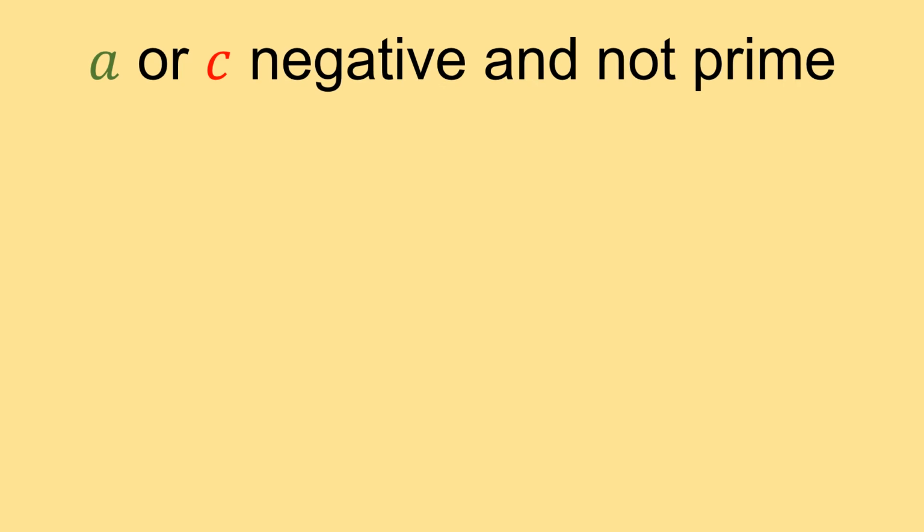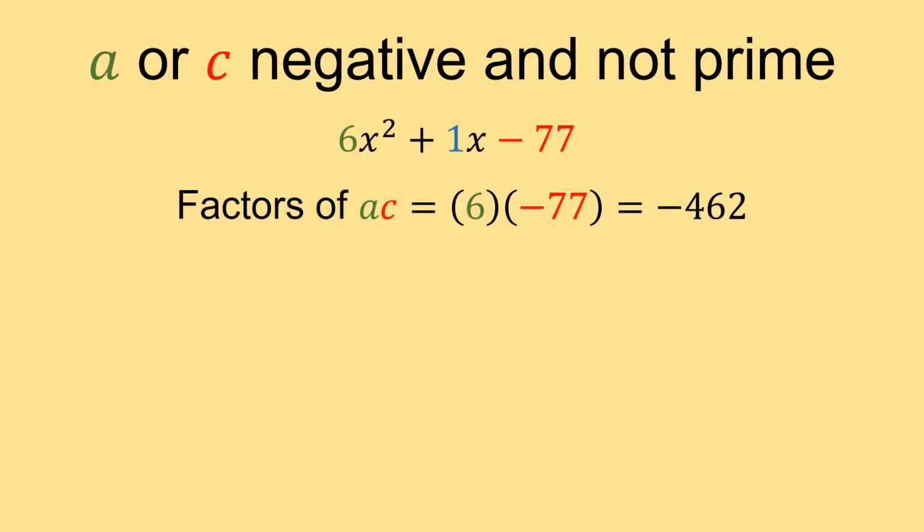A medium level difficulty problem would be when a or c are negative and they're not prime. So let's consider the problem 6x squared plus 1x minus 77. Here, when we multiply a and c together, we get negative 462. And so we now have to find factors of negative 462 that add up to be positive 1, because b is equal to 1 here.